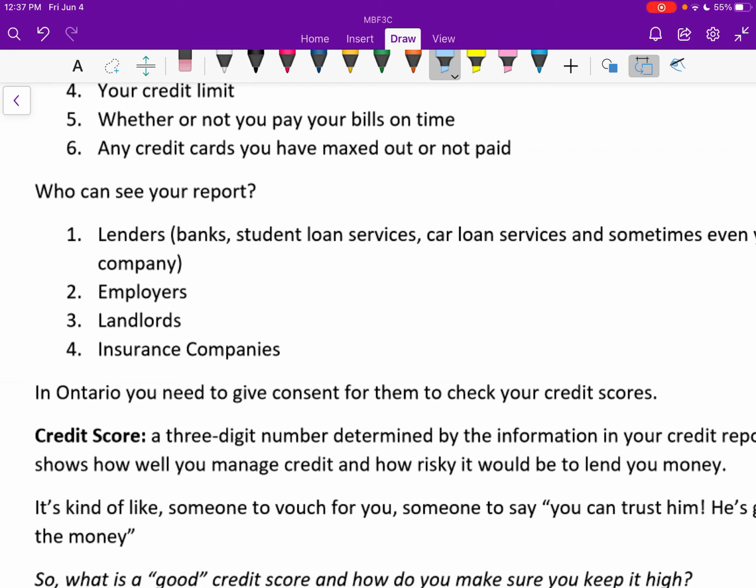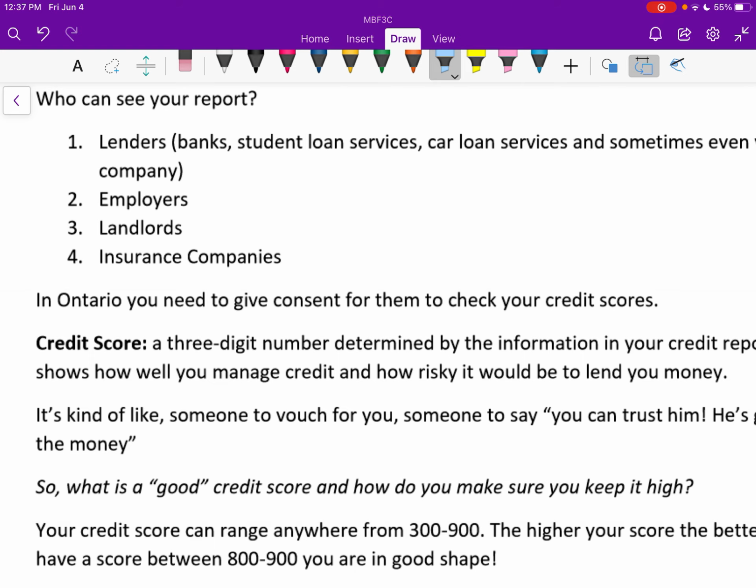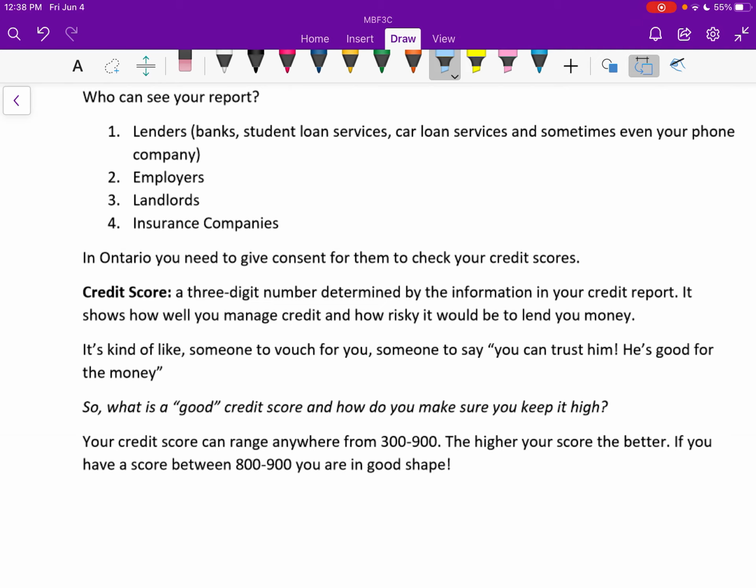Then the other thing is who is actually allowed to see your report. Obviously lenders: anybody who's going to give you money is able to see your credit history. Employers could ask you for your credit history, though I've never had an employer ask me. Landlords, which makes sense because they're about to give you their rental property. And sometimes insurance companies, as they want to see how high risk you are. In Ontario, before anyone checks your credit score, they need your consent. If you don't feel comfortable sharing it with anybody, you are legally allowed to deny them access.